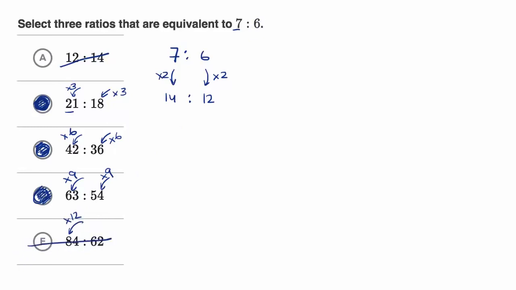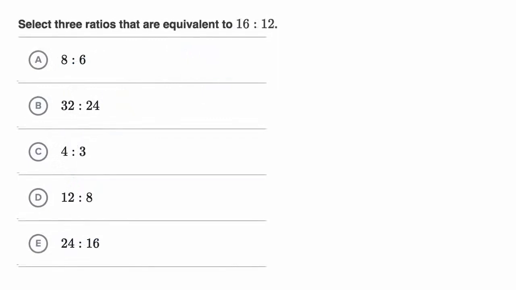Let's do another example. So once again, we are asked to select three ratios that are equivalent to 16 to 12. So pause this video and see if you can work through it. All right, let's look at this first one. So 8 to 6. So at first you might say, well, gee, these numbers are smaller than 16 and 12. But remember, to get an equivalent ratio, you can multiply or divide these numbers by the same number.